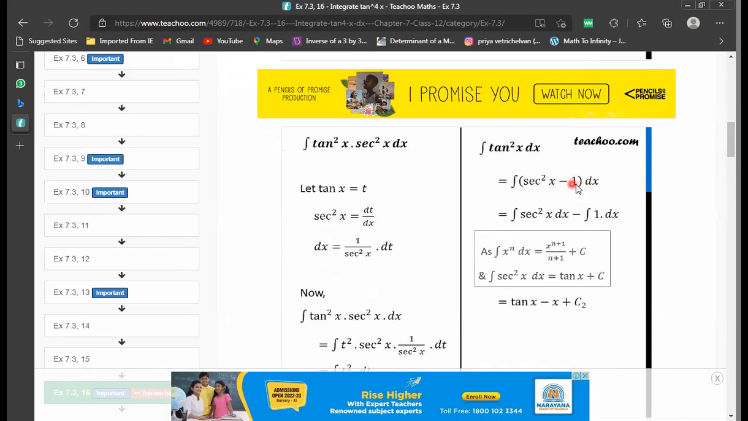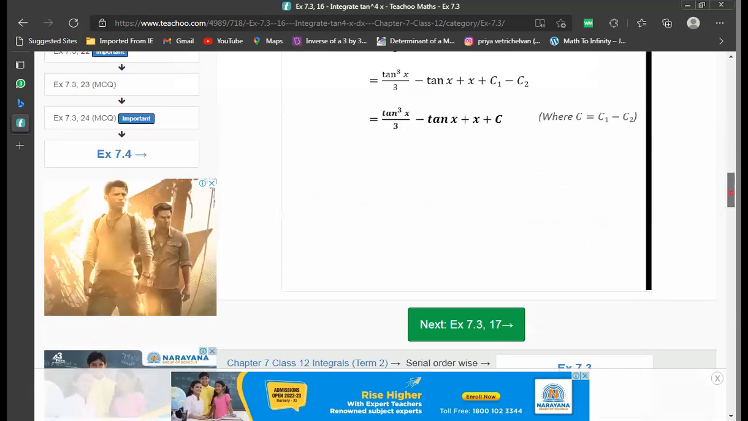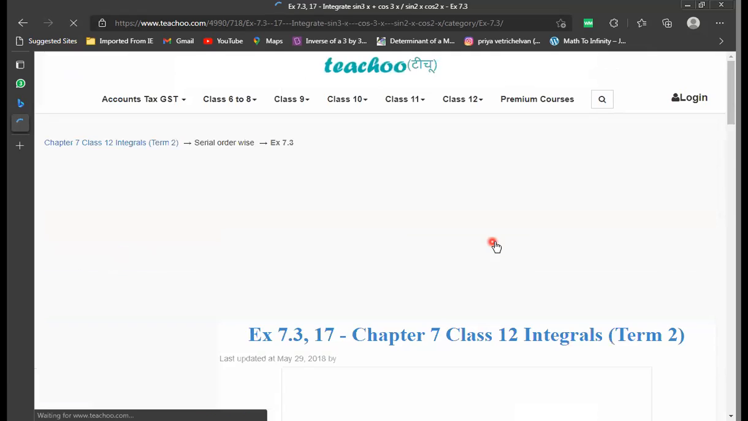And for the second term, you have integral tan square x. Again, you don't have any formula for tan square. So we have to convert tan square as secant square minus 1. Now you have to integrate secant square. Integration of secant square x is nothing but tan x. Integration of 1 would give you the result as x. That's it. At last, you have to club I1 and I2.